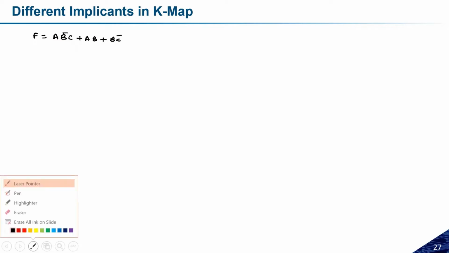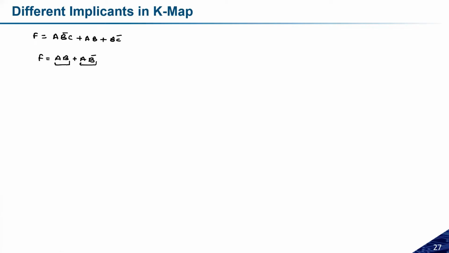In this lecture, we are going to discuss the different implicants in the K-map. We know that in the sum of products or product of sums form, suppose I have an expression like f is equal to ab plus ab bar. In this second function, I have two variables, and in both the product terms, both the variables are present.